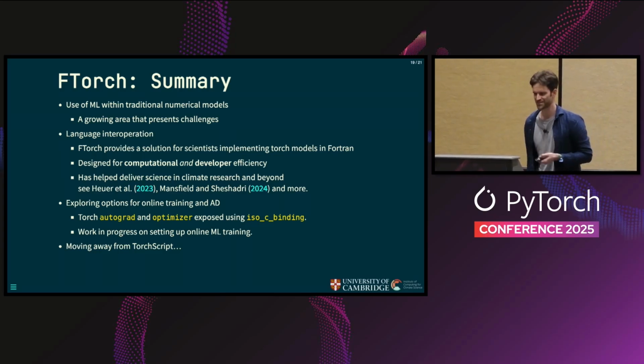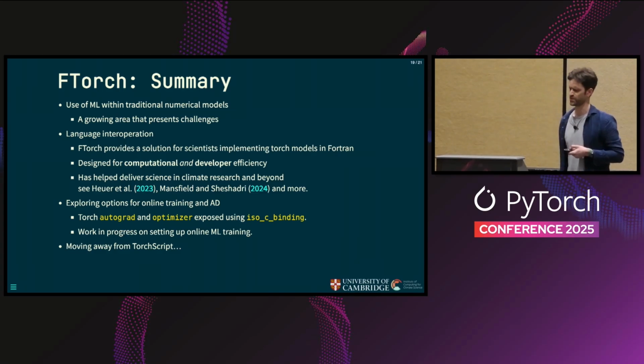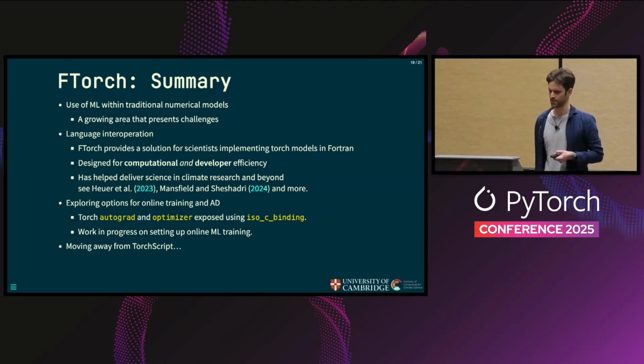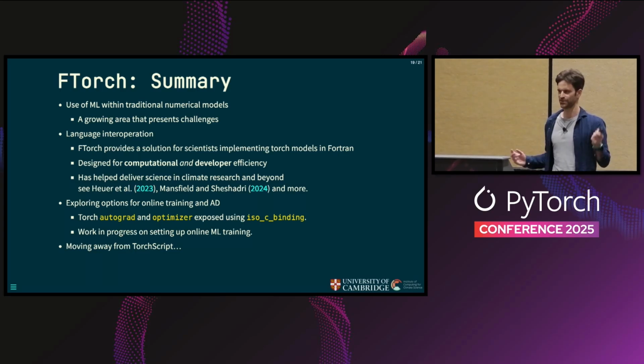So just to summarize, we have developed this library called FTorch. This is really scratching an itch, trying to fulfill a need in the scientific community, particularly for parameterizations in the climate community. We've tried to optimize both computational and developer efficiencies, and we're exploring options for online training and automatic differentiation. If anyone has any scientific examples that they're doing in Fortran where they've faced a blocker and they would like to use our FTorch library, please come and talk to me. And we're moving away from TorchScript. If anyone has any advice about how to do that, I'll be interested to hear.